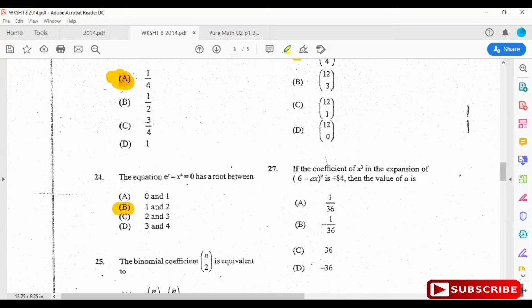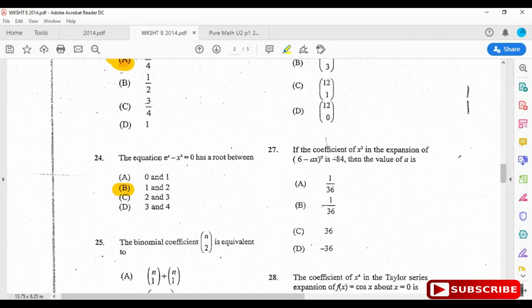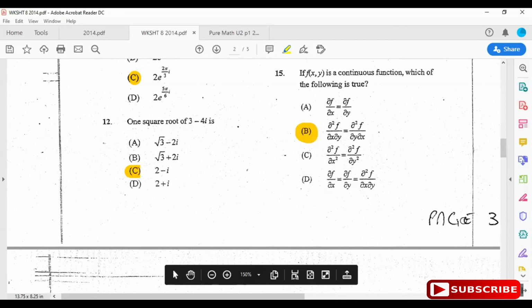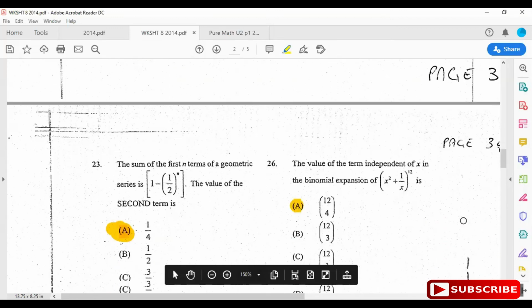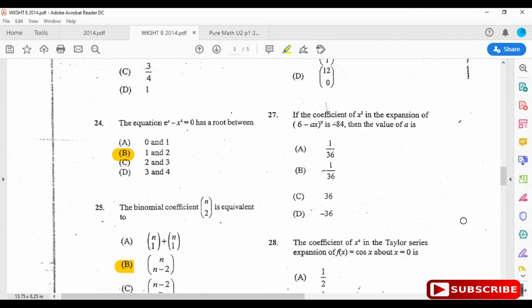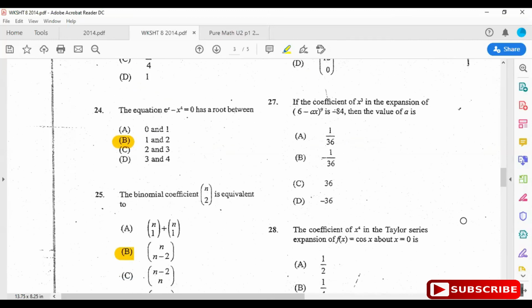Question 27. Now, they're asking for the coefficient of x cubed in the expansion of (6 minus ax) to the 9th power. They just want the coefficient of x cubed. And they told us that, yeah, that's the fourth term. That's the fourth term, all right?